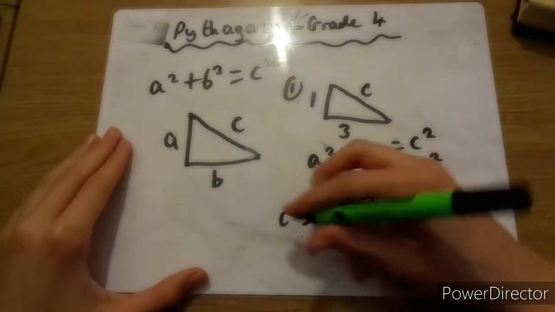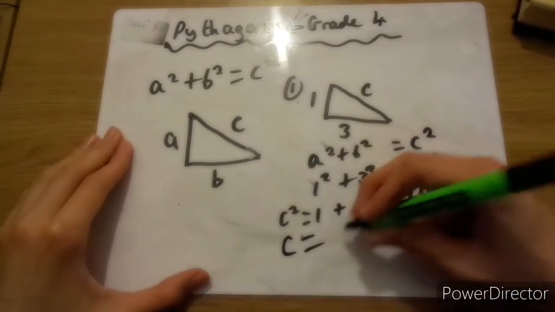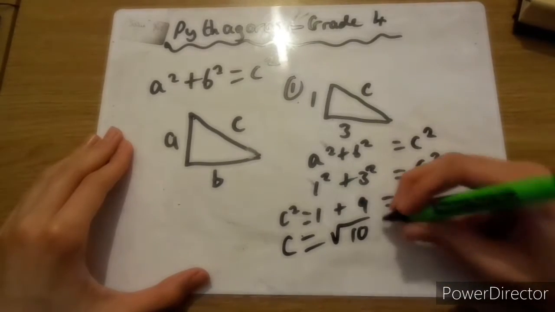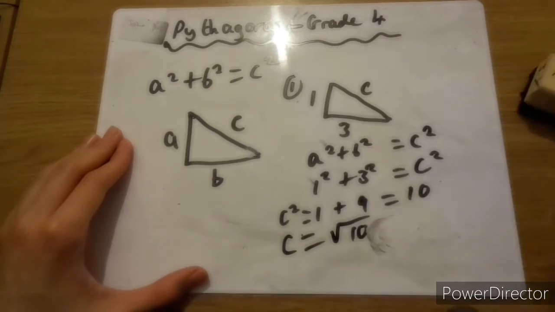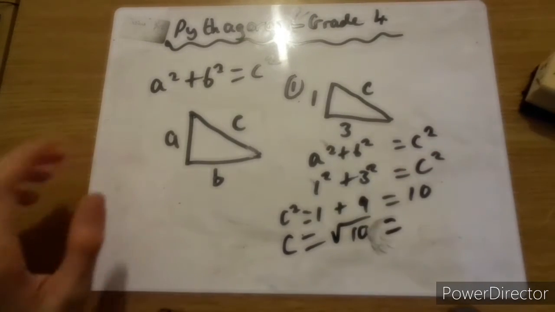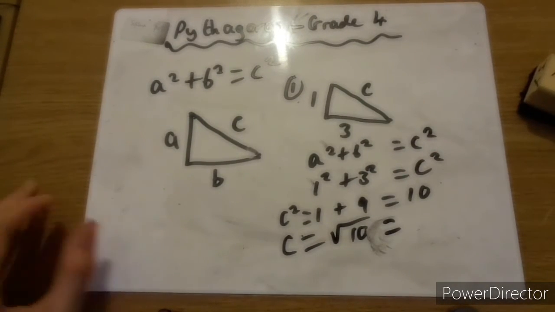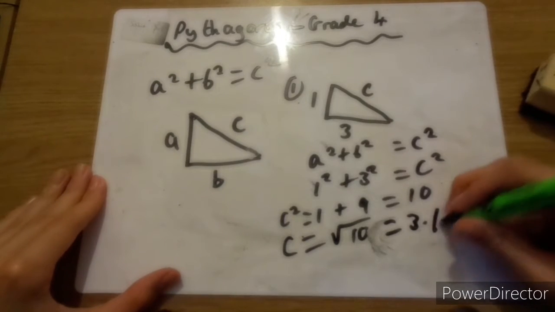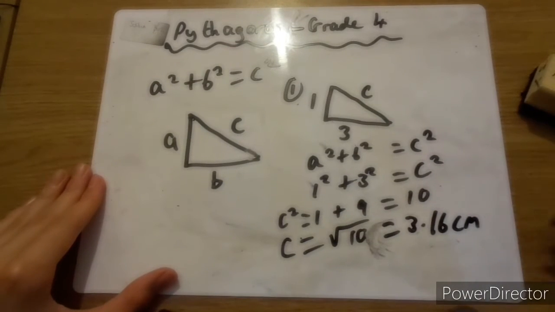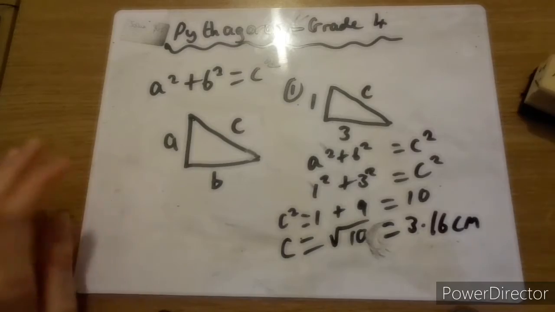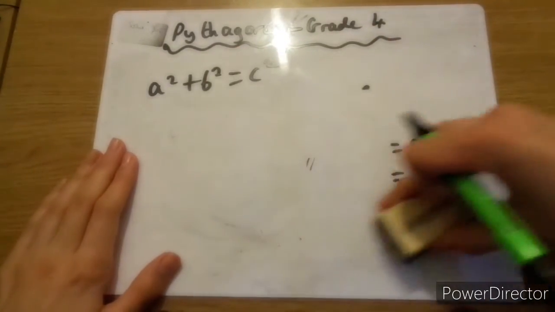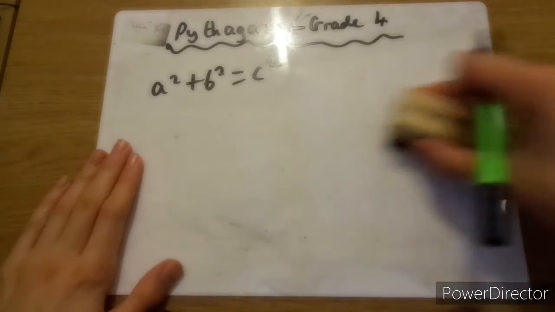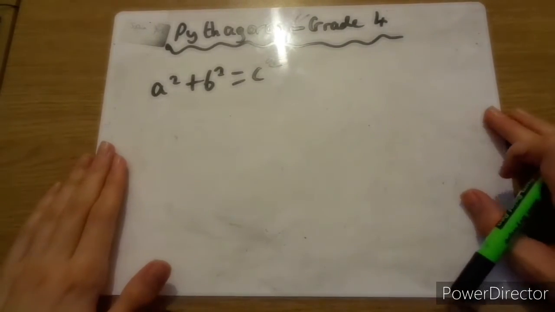So C is equal to the square root of 10, and the square root of 10 is 3.16 centimeters to 2 decimal places. I'm going to keep the main equation there, because you're going to need to rearrange it in a second.